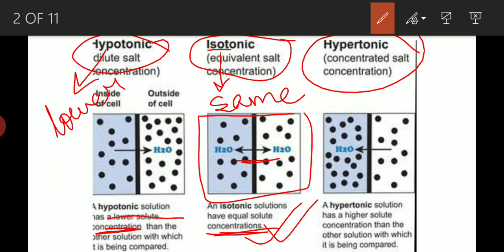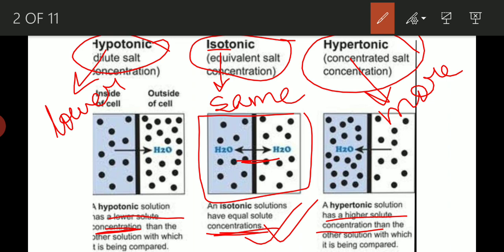Next is the hypertonic solution. Hyper means more. That means in this type of solution, the solute concentration is higher. That means in this type of solution, the solvent concentration or the water concentration is less than the fluids which are present in the cell. Again, we know that osmosis means from higher concentration to lower concentration. So where the water concentration is more? Inside the cell.